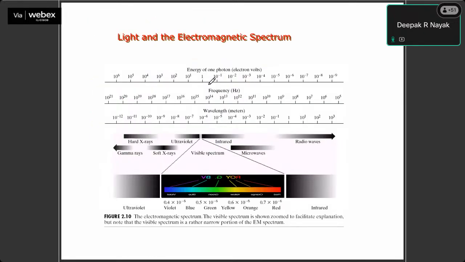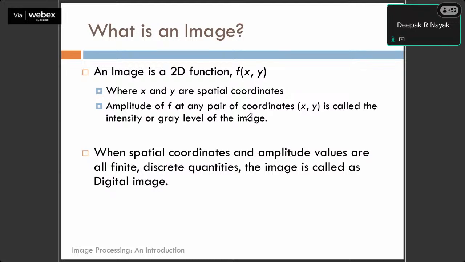How can we define an image? Before that, let me show you the whole electromagnetic spectrum, which you might have seen in physics. You can see how the whole electromagnetic spectrum looks. There's a very narrow portion over here, which is the visible spectrum, which we can see. On one side you can find infrared, and on the other side ultraviolet. But the visible spectrum is only a narrow portion of the whole electromagnetic spectrum, and we'll see the concept of colors later on.